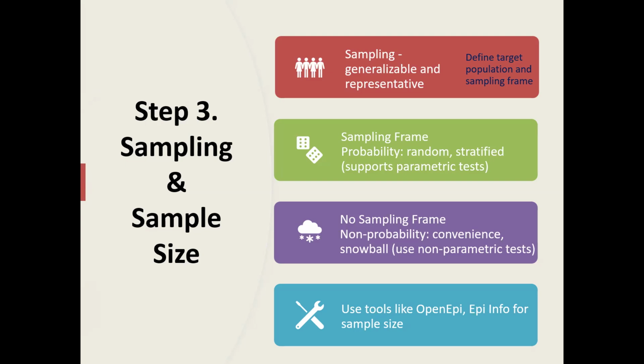Now, the sampling can be done when we have a sampling frame, or sometimes we don't have a sampling frame. And by a sampling frame, I mean we have a list of all the persons in a community. We put all those names in a hat or a box or on a system, and we randomly pull from that. So there is a frame for us to work with.